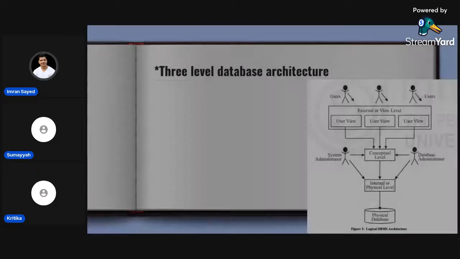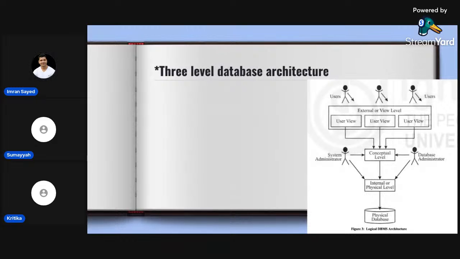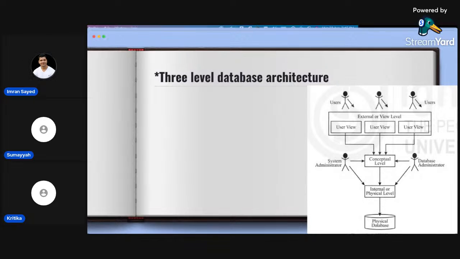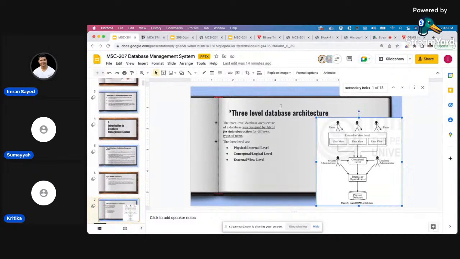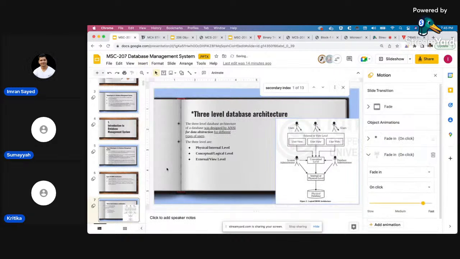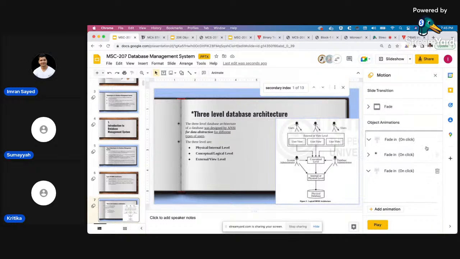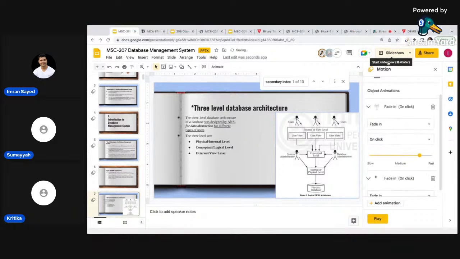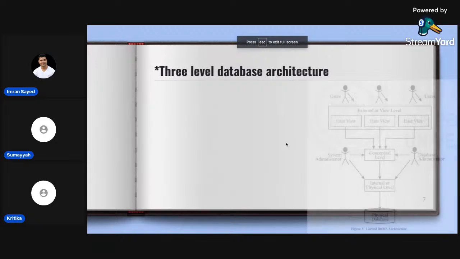Okay, so now we'll move on to three level database architecture. I think the first thing I should do is to get rid of this animation. I'm going to, yeah, move this up. Okay, so we'll go over this.